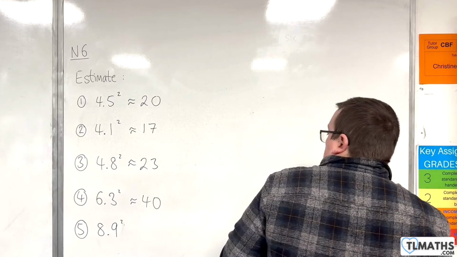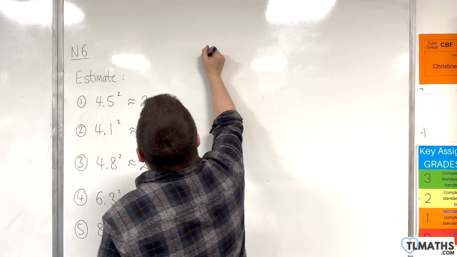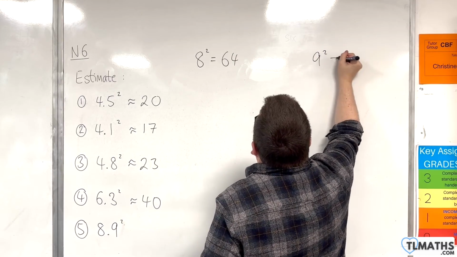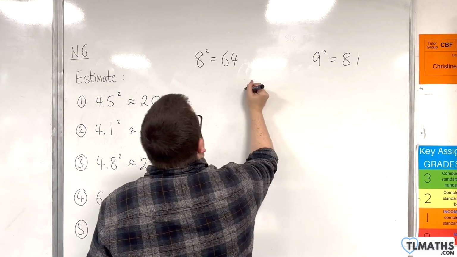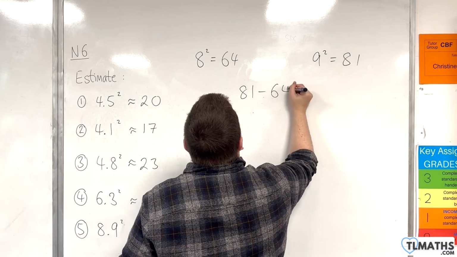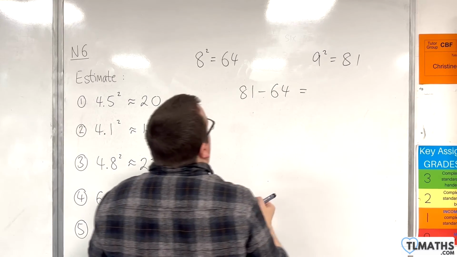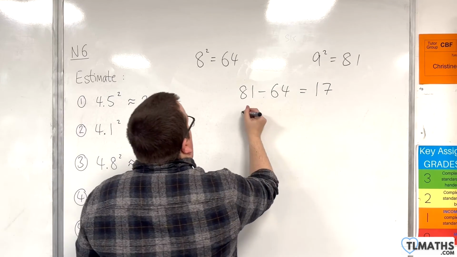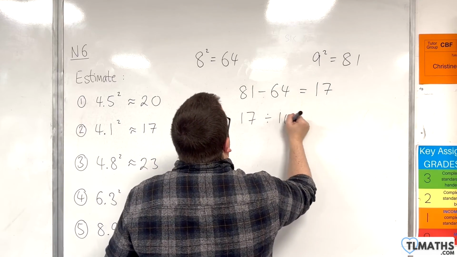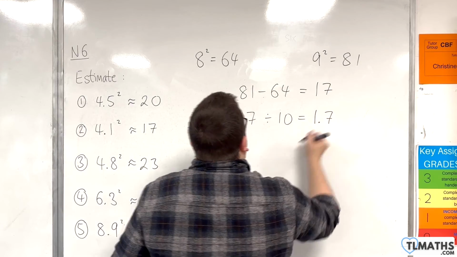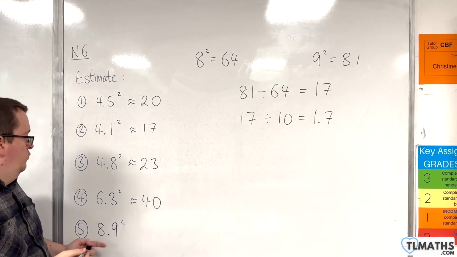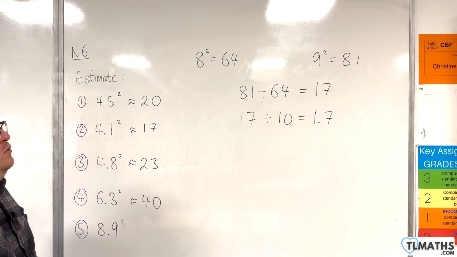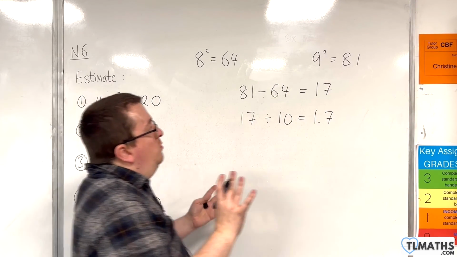Now what about 8.9 squared? So somewhere between 8 squared, so 64, and 9 squared, which is 81. So 81 take away 64 would be 17. So 17 divided by 10 is 1.7. So we're 1 interval down at 8.9 from 9. So 1.7 is about 2.